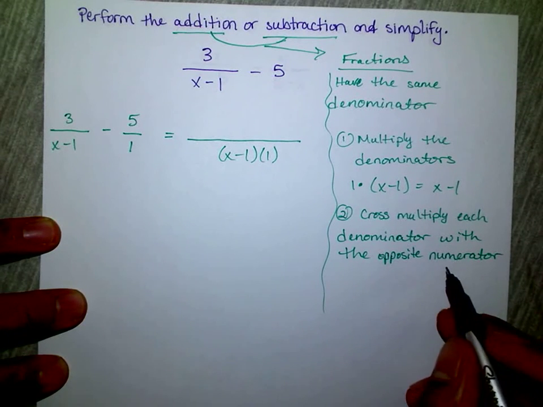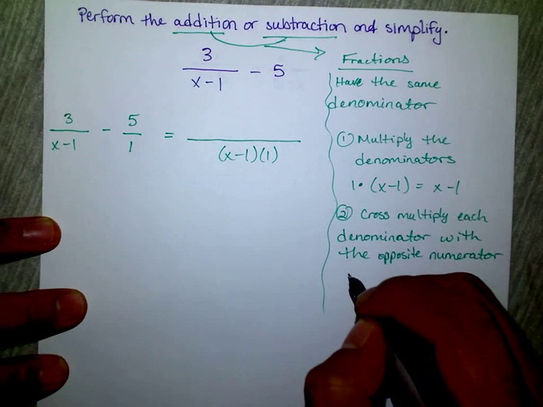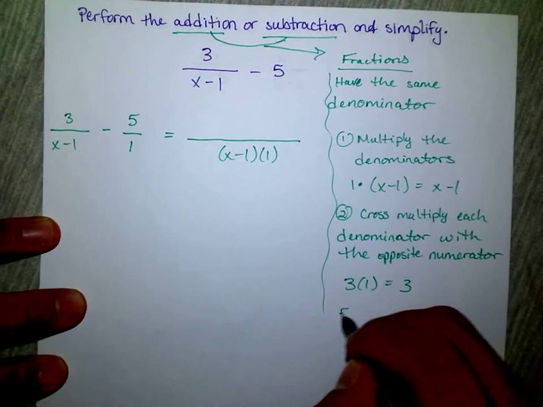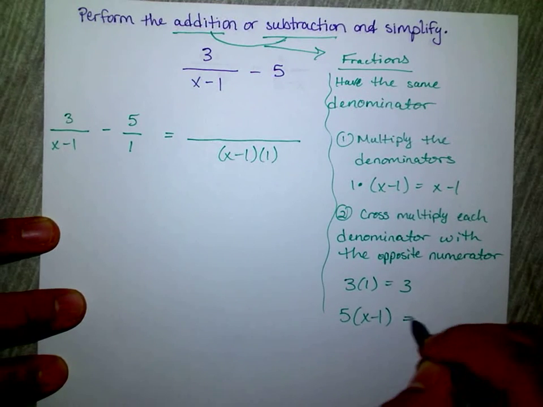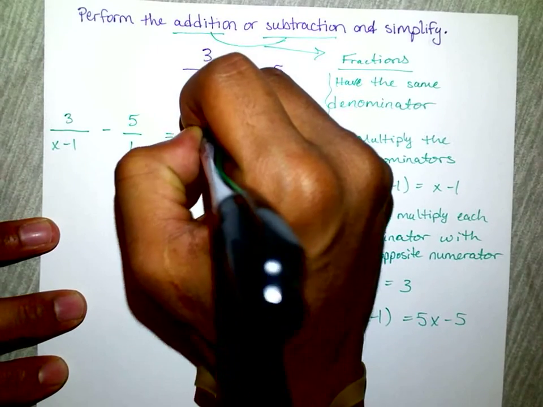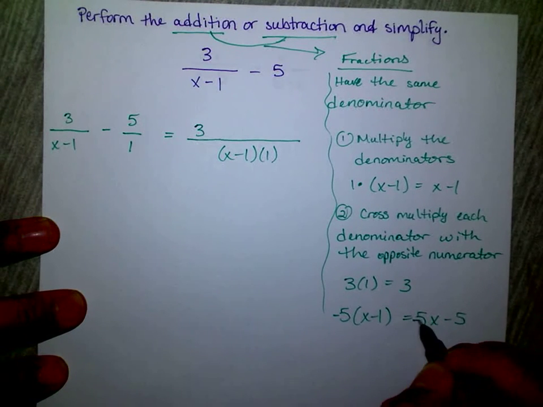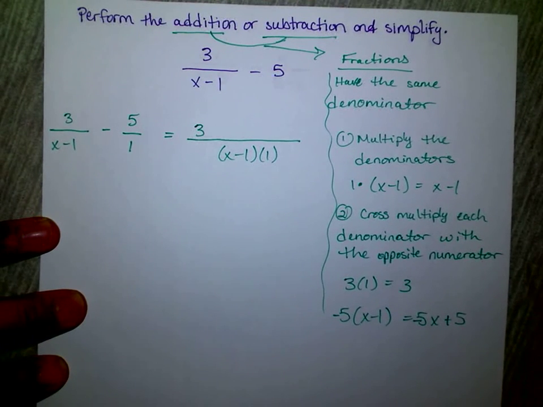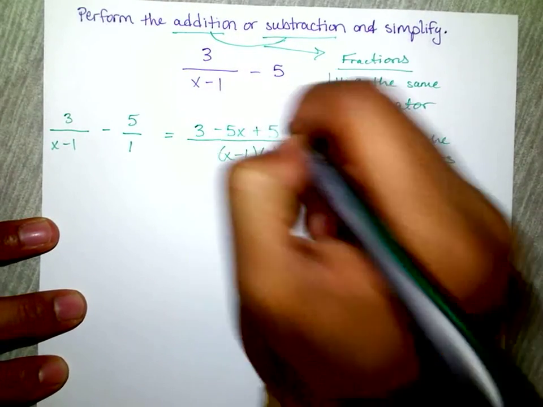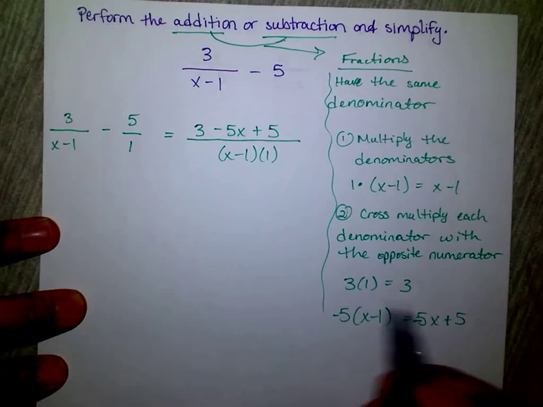Don't be mad at my handwriting over here on the side. Anyways, that's going to be 3 times 1, which equals 3, and 5 times x minus 1, which equals 5x minus 5. So on the top we're going to have 3, and oops, this was a negative 5, so this is going to be minus 5x plus 5. The reason I say negative 5 is because there's a negative sign right there, and that applies to that 5.